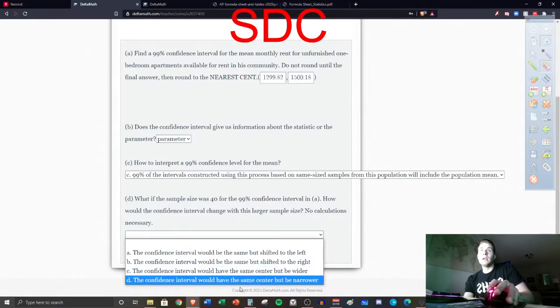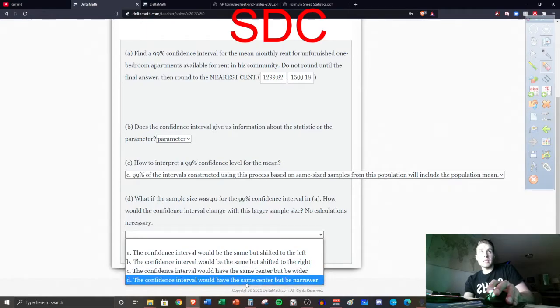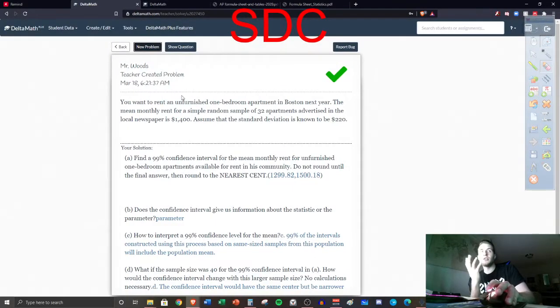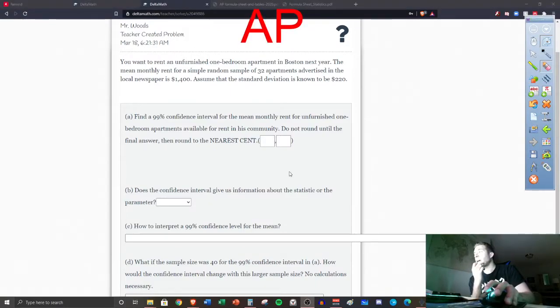Well, the interval would have the same center, so we know it's going to be C or D. Would it be wider or narrower? When you increase the sample size, it gets smaller. I had the simulation on the screen that one day where we saw the different behaviors for when we change those things, okay? So these are all the answers you should have, and you should get that correct, okay? So now I'm going to switch it to AP. So credit students, y'all can skip ahead. So AP students. All right, here we go, AP students.